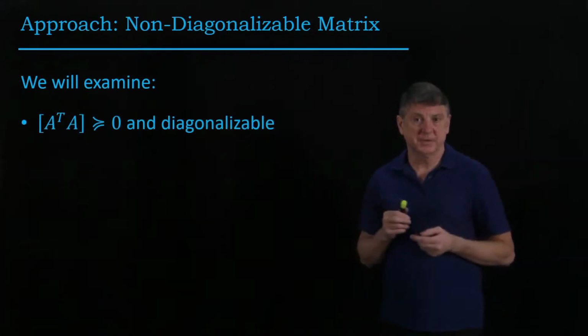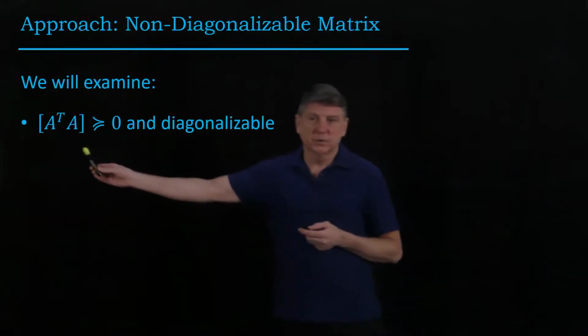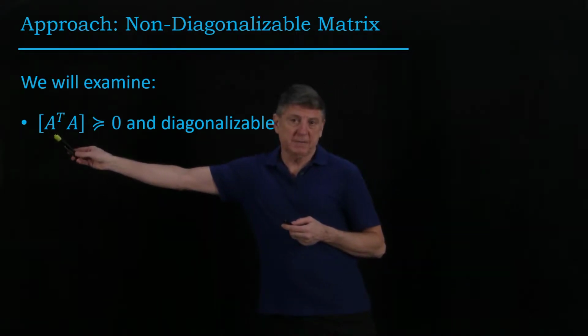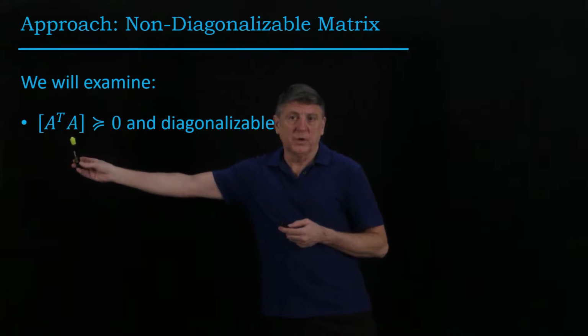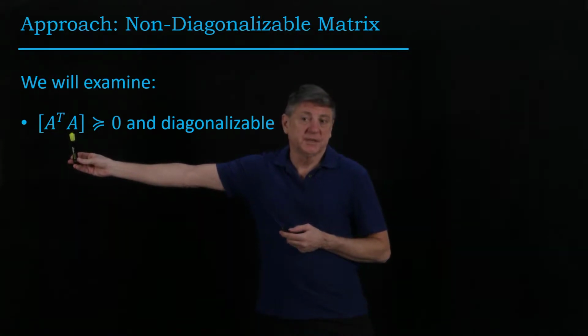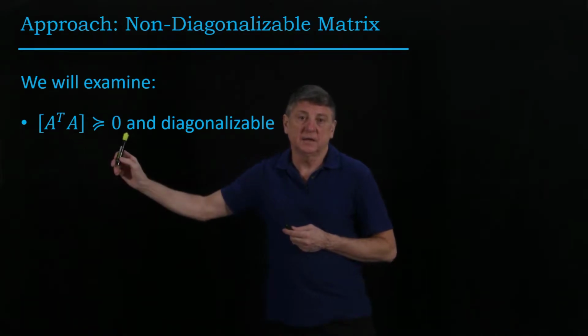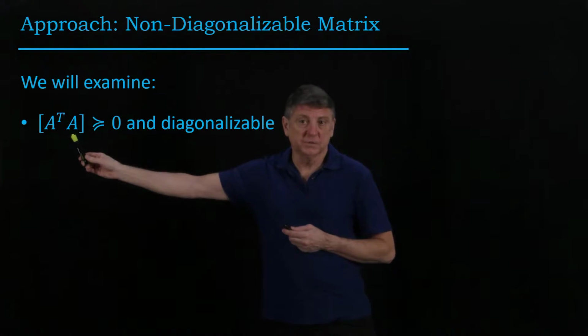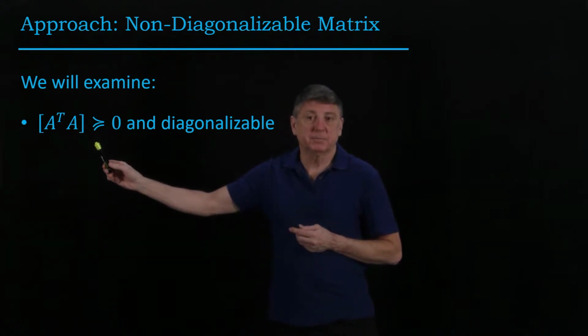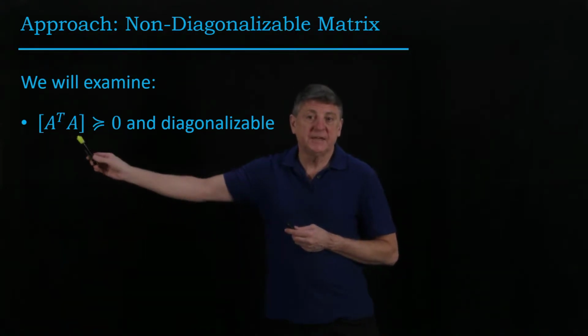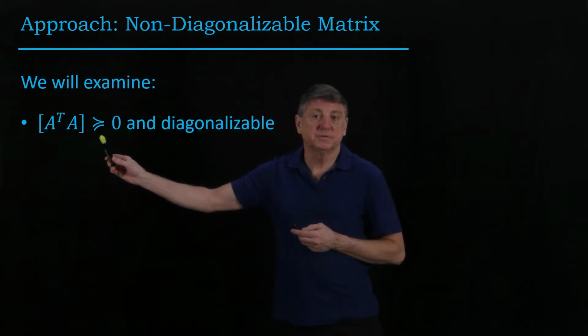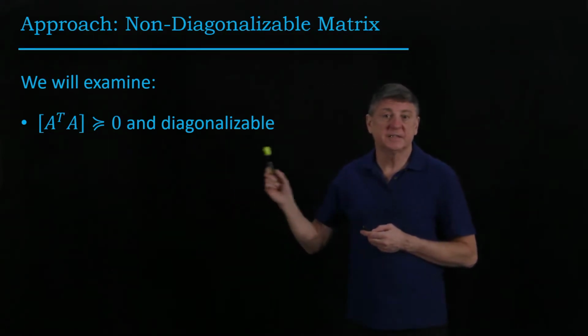two particular matrices. One is we'll take a matrix and pre-multiply it by its transpose. We already know that if this matrix is tall and thin, that is, if it's full rank and there are more rows than columns, then that's symmetric positive definite, and in general this is symmetric positive semi-definite, and it's diagonalizable.